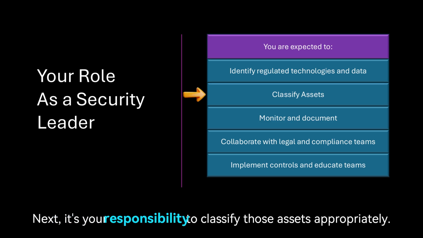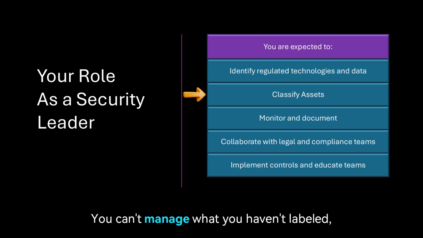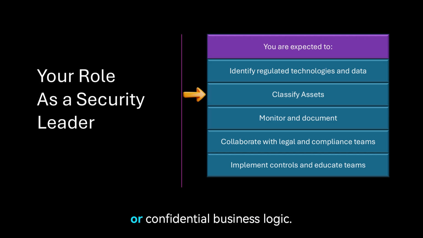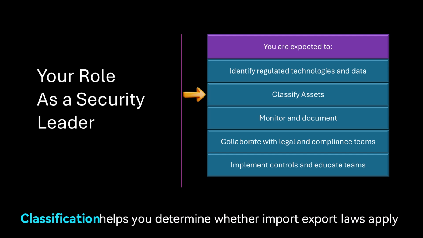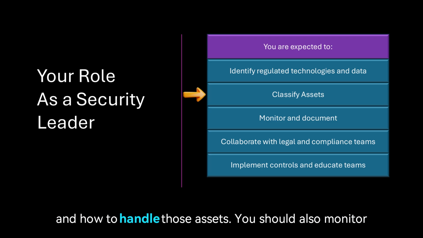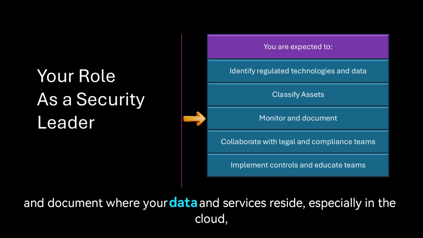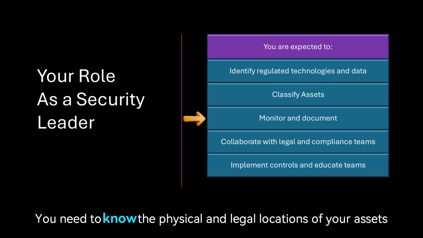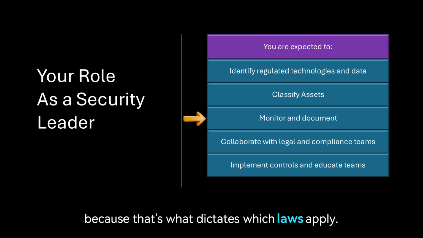Next, it's your responsibility to classify those assets appropriately. You can't manage what you haven't labeled, whether it's commercial software, open source components, or confidential business logic. Classification helps you determine whether import-export laws apply and how to handle those assets. You should also monitor and document where your data and services reside, especially in the cloud. With data often replicated across global data centers, you need to know the physical and legal locations of your assets, because that's what dictates which laws apply.